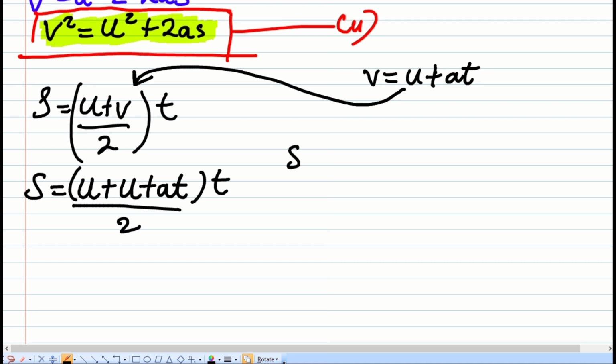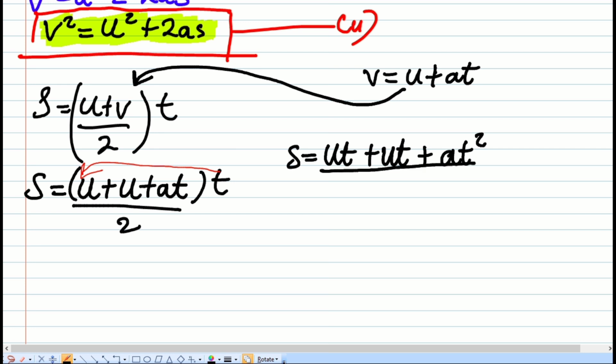So let me just continue. We have that S is equal to, distributing T to everything, T times U, that's the first term. Let me show this so you can understand what's going on. So T times this U gives me UT. Then T times another U gives me UT again, plus T times AT gives me AT squared, right? That's T times T. Then everything all over 2.